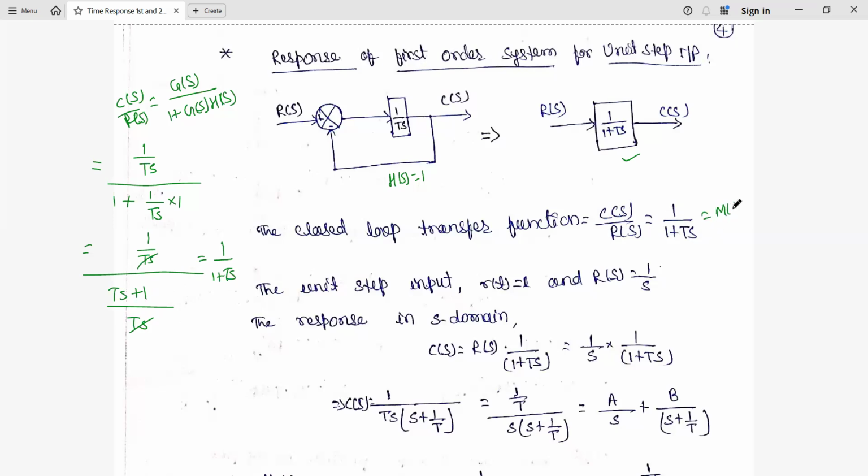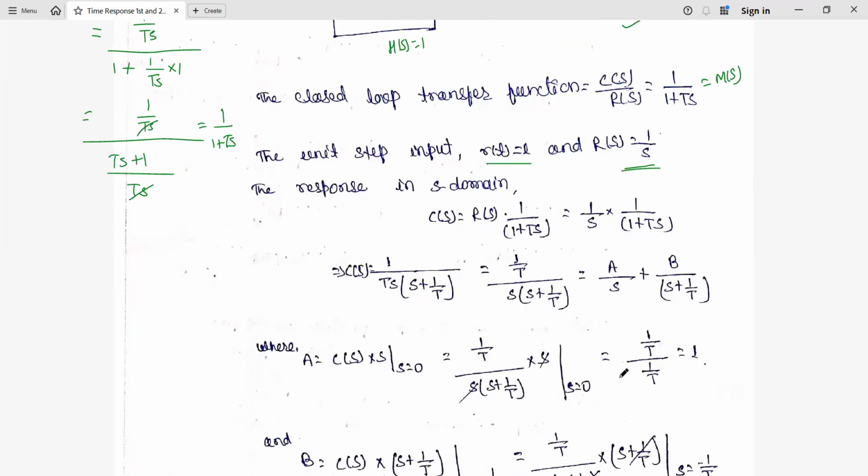This one we can also write as M of s. And here the input signal is what? Unit step. Unit step means R of t value will be 1. So the Laplace transform of the unit step input is 1 by s. R of s is 1 by s. Now we want the response in the s domain, so C of s is the transfer function multiplied by R of s, where R of s is 1 by s. So now this is the transfer function for us.